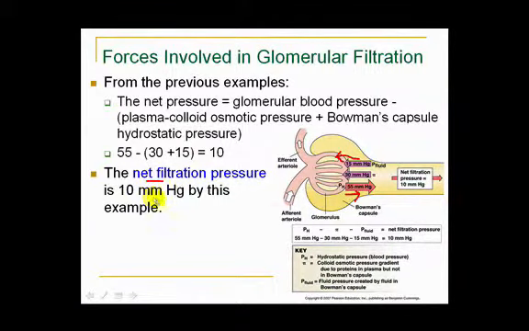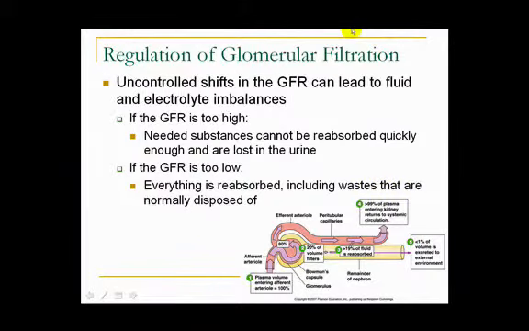Now this can change. If you have hypertension, this glomerular pressure could be even higher than 55. Let's say it's 65. Now you would have a net filtration pressure of 20. What would that mean? That would mean that you're producing filtrate probably faster. Now the kidneys are really concerned with regulating glomerular filtration rate. You want to keep it somewhat steady. And the reason you want to keep it steady is if you have uncontrolled shifts in the glomerular filtration rate, that means you can be producing filtrate too fast, and it could lead to fluid and electrolyte imbalances.